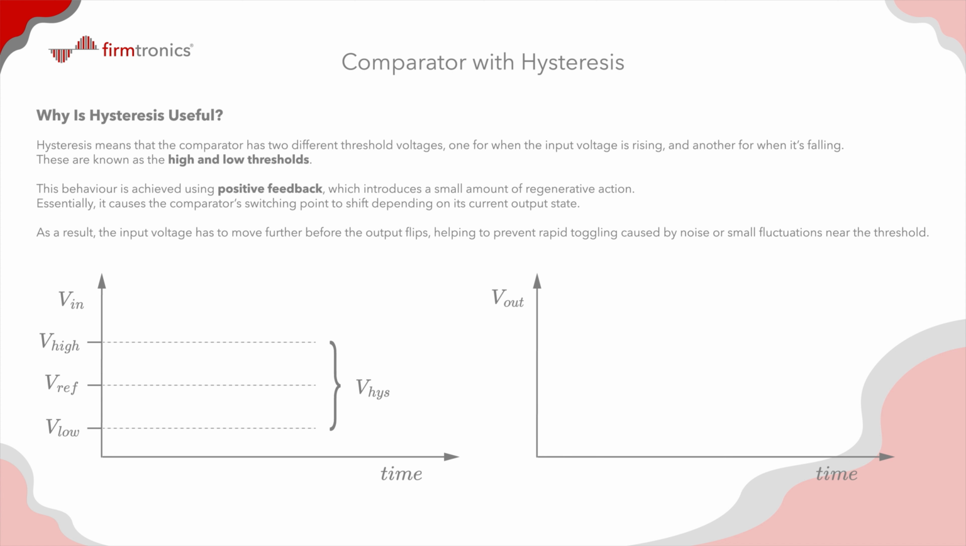Why is hysteresis useful? Hysteresis means that the comparator has two different threshold voltages, one for when the input is rising and another for when it's falling. These are known as the high and low thresholds. This behaviour is achieved using positive feedback, which introduces a small amount of regenerative action. Essentially, it causes the comparator's switching point to shift depending on its current output state. As a result, the input voltage has to move further before the output flips, helping to prevent rapid toggling caused by noise or small fluctuations near the threshold.